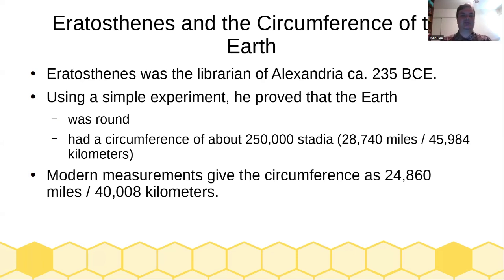So Eratosthenes was the librarian of the Great Library of Alexandria around 235 BCE. And using a simple experiment, he proved that the Earth, well, as I think about this, he didn't actually prove that the Earth was round, but he did prove that it wasn't flat. And making the assumption that the Earth was round, he found that the circumference was about 250,000 stadia or 29,000 miles, while modern measurements give a circumference of about 25,000 miles.